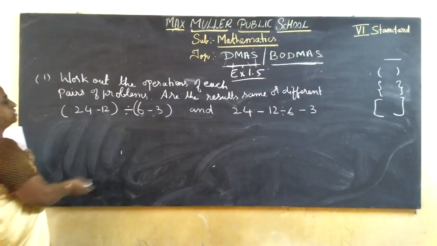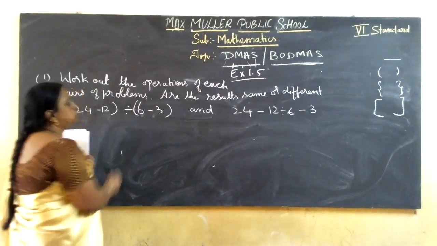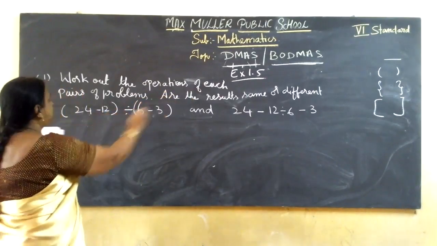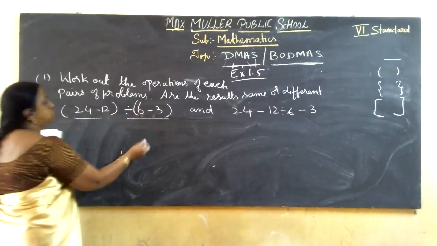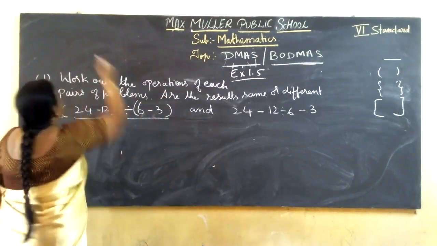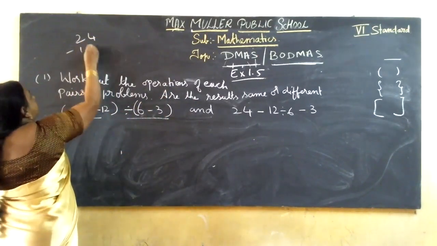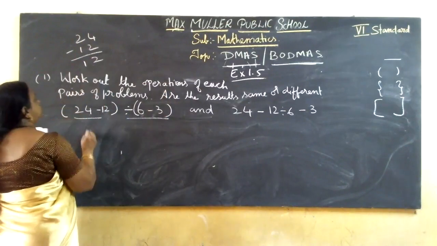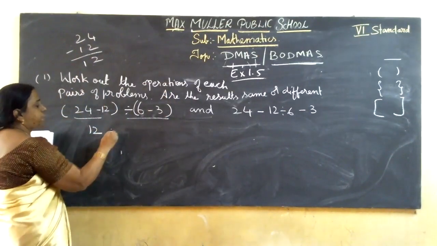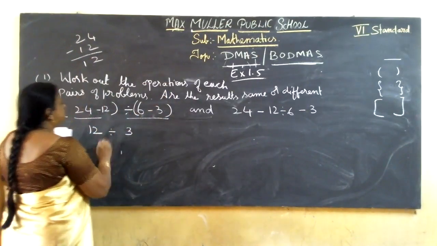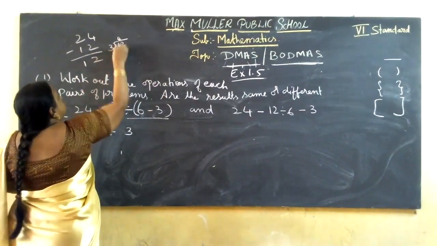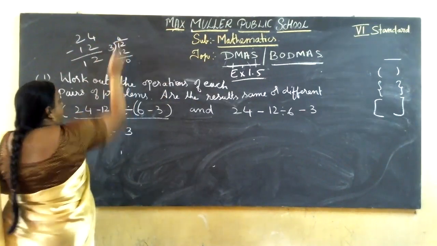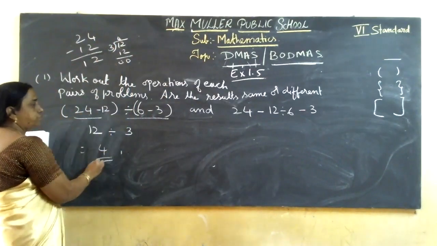Okay, first we'll solve this. Brackets are present, so we should go for the bracket. Only round brackets are there in both. So first we'll solve this round bracket. 24 minus 12 is how much? 12. Divided by 6 minus 3, that is 3. So if you divide 12 by 3, 4 3s are 12. So what is the answer? 4. This side we got 4 as the answer.